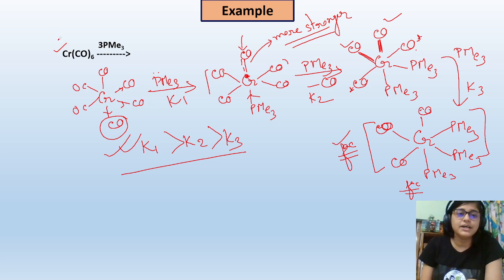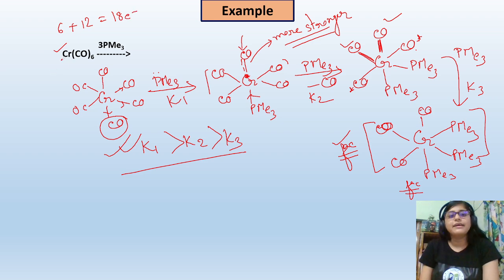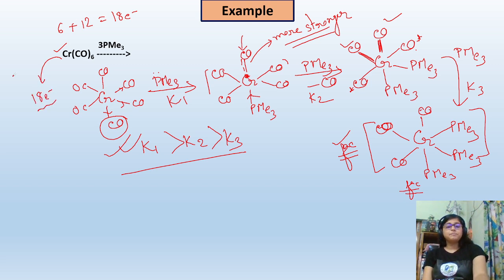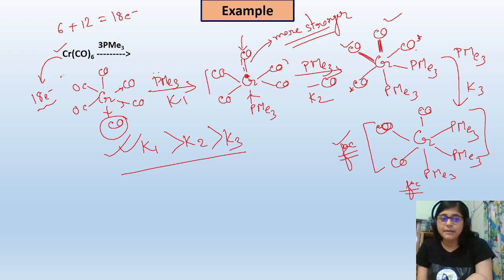So let's see first that here is a d6 metal, right? So 6 electrons and 6 carbonyls giving 12, so it is an 18 electron species. And for the case of 18 electron species, one exception is also there: if it has a flexidentate ligand, at that time it can show an associative mechanism, because the associative mechanism is faster than the dissociative.